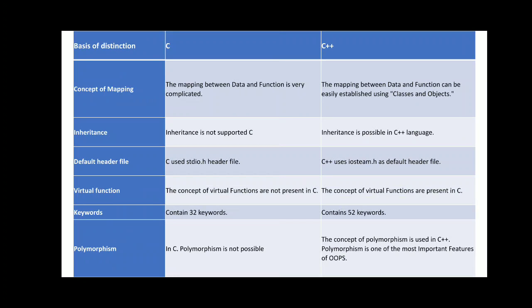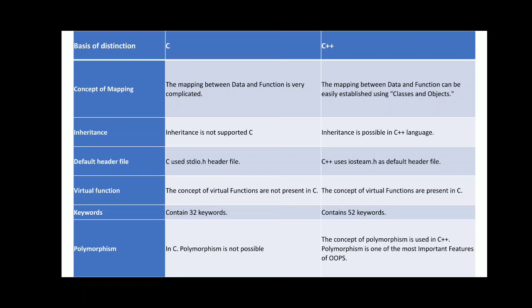There is a function in the parent class and there is a function in the child class, so from the object of the parent class we are able to call the function of the child class. That is the concept of virtual functions. Keywords: there are 32 keywords in C, whereas C++ has 52 keywords.